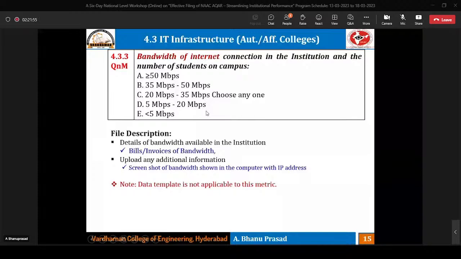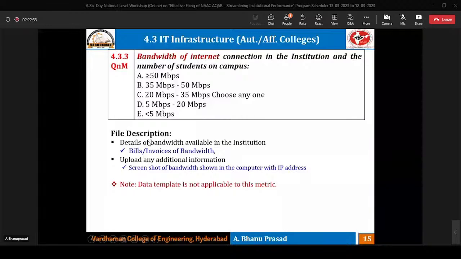As given, with grade A being greater than or equal to 50 Mbps. So this document they could not change still. I'm worried. As per AICTE, based on an intake of 1200 or 1200 plus, you should have 1000 Mbps, 1 Gbps. Thanks to Corona, internet usage has increased in the colleges. But still, most of the colleges are lucky, they'll get A grade, greater than or equal to 50 Mbps.